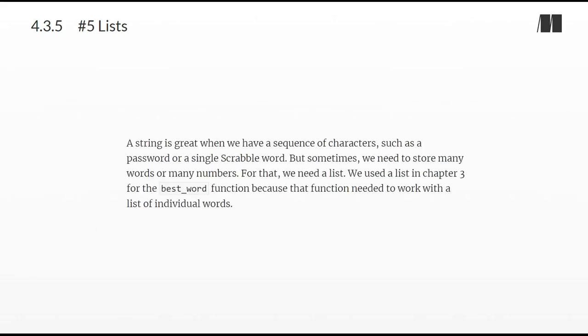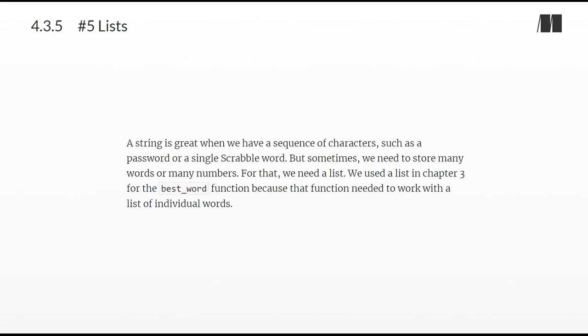Section 4.3.5. Number 5. Lists. A string is great when we have a sequence of characters, such as a password or a single Scrabble word. But sometimes, we need to store many words or many numbers. For that, we need a list.